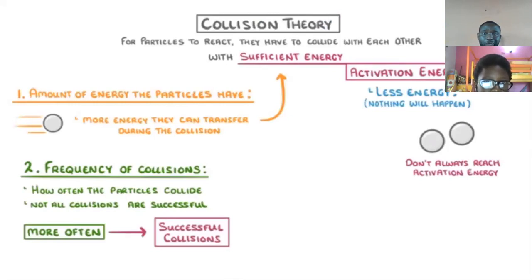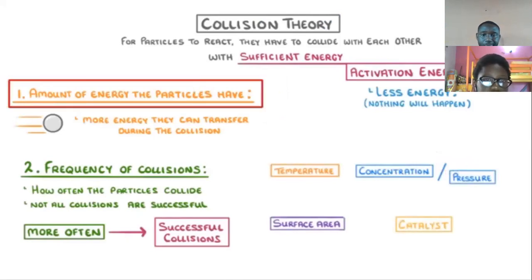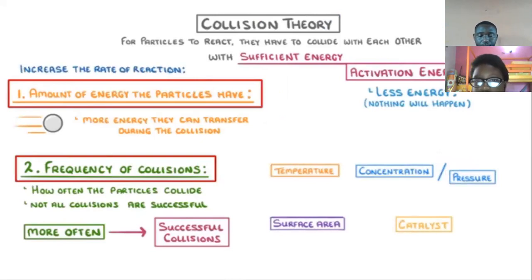Now, whenever you think about how these four factors affect the rate of reaction, you always want to think in terms of how they affect the amount of energy that the particles have and the frequency of the collisions, as increasing either of these will increase the rate of reaction by increasing the number of successful collisions.